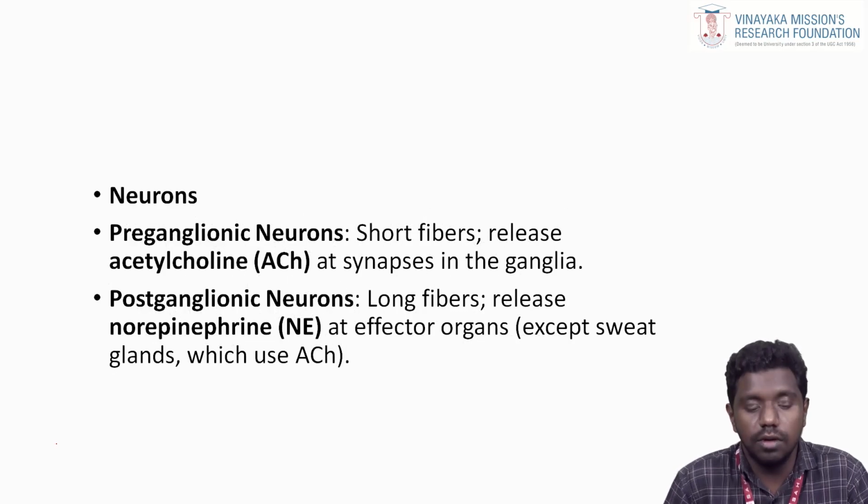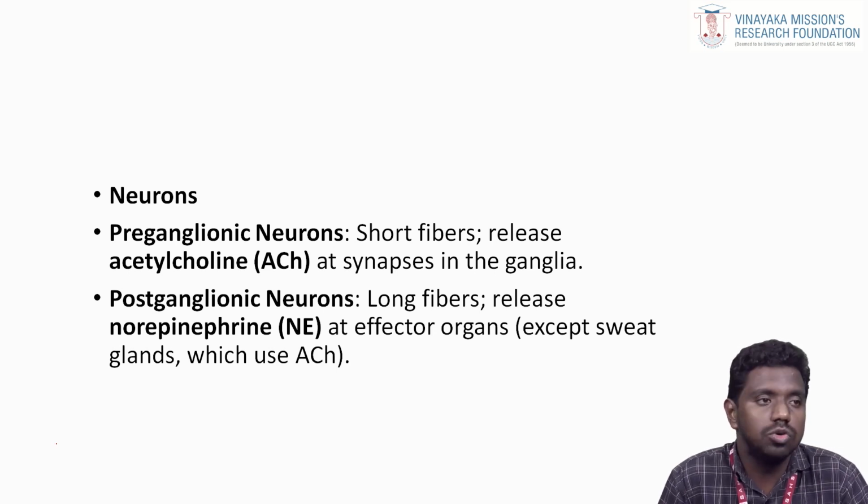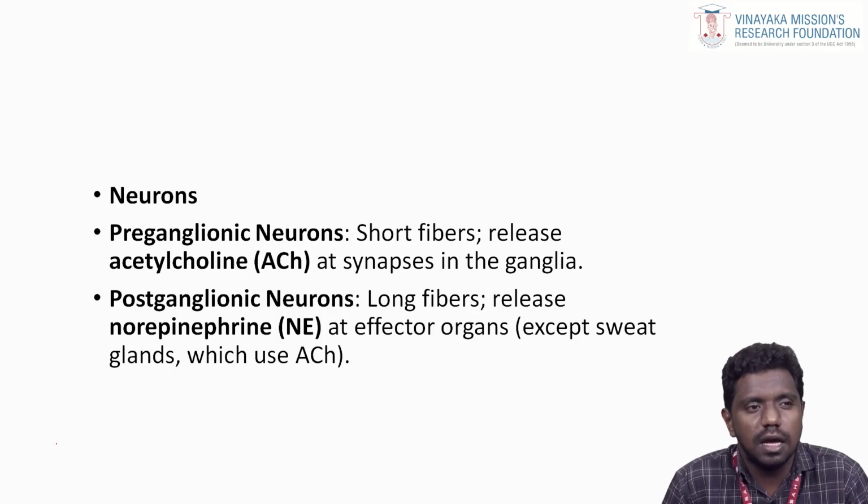Next, neurons. They are further divided into preganglionic and postganglionic neurons. Preganglionic neurons are also called short fibers. They release acetylcholine at synapses in the ganglia. Postganglionic neurons are also called long fibers, and release norepinephrine at effector organs, except sweat glands, which use acetylcholine. So preganglionic neurons have acetylcholine as the neurotransmitter, and postganglionic neurons have norepinephrine. Both are activated during emergency responses to prepare for forthcoming emergencies.